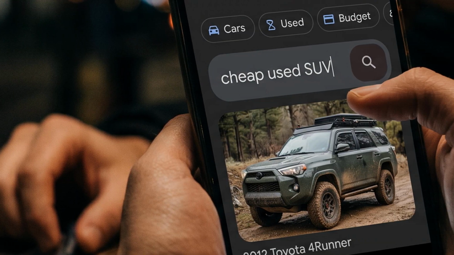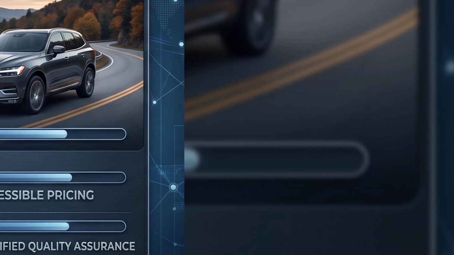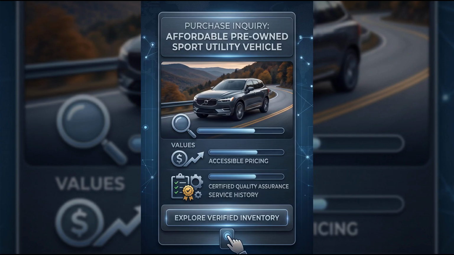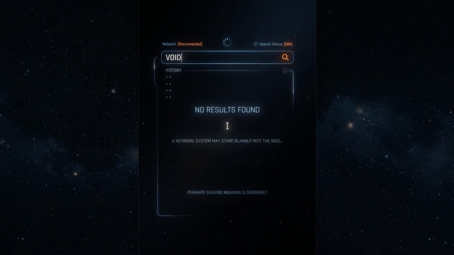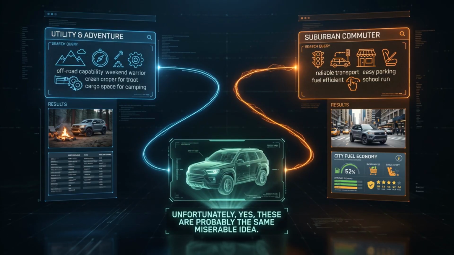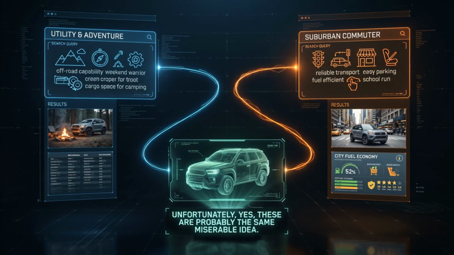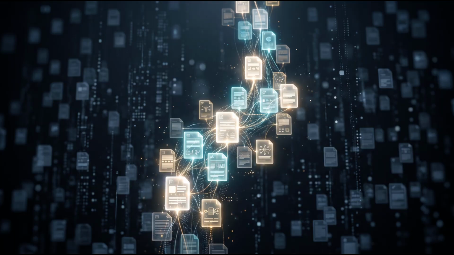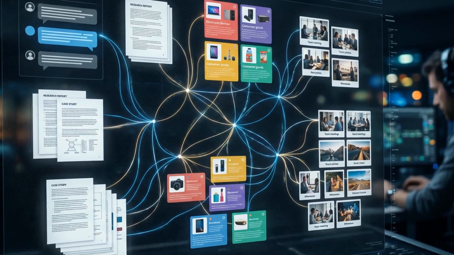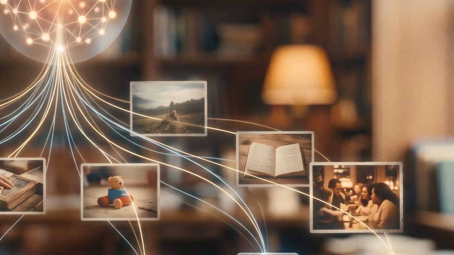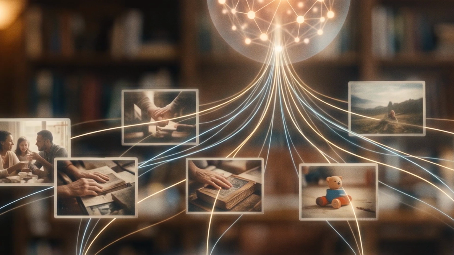One person writes, cheap used SUV. Another writes, affordable pre-owned sport utility vehicle. A keyword system may stare blankly into the void. An embedding system says, unfortunately, yes, these are probably the same miserable idea. That is the power. It is how semantic search works. It is how systems find related documents, similar questions, matching products, relevant memories, or useful context even when the wording changes.